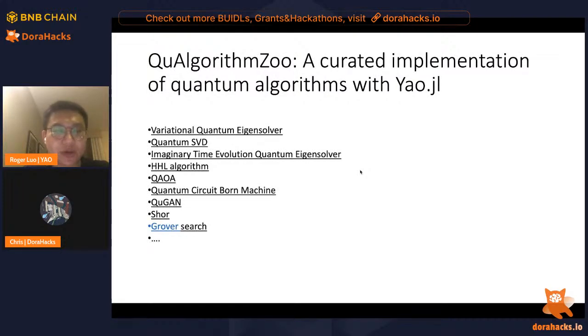So for example, we implemented a quantum algorithm zoo package that currently has implementations of a lot of quantum algorithms using Yao.jl. This includes well-known algorithms like the variational quantum eigensolver, QAOA, Shor's algorithm, Grover search, and many more.